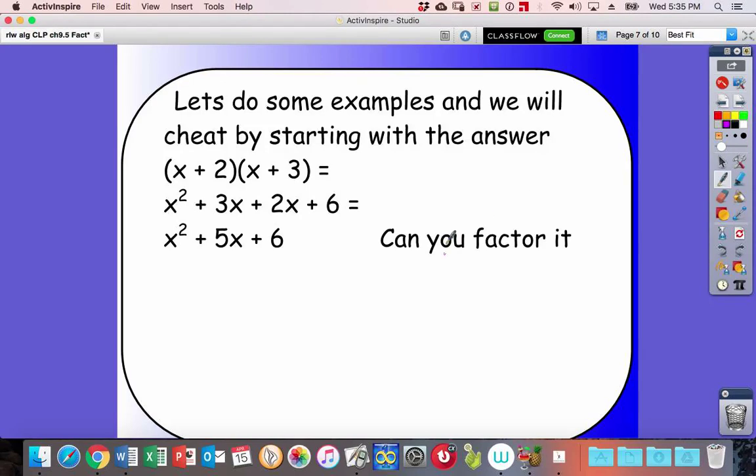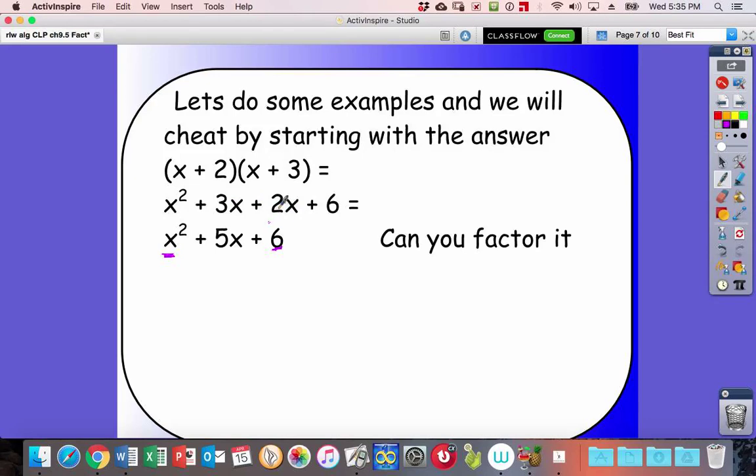Okay, so I'm going to do 4 examples with you. I'm going to start by cheating. I multiplied x plus 2 times x plus 3, because I want you to think about where these numbers come from. You can see where I get the x squared because I do 1x times 1x. You can see where I get the 6 because I'm doing 2 times 3. The middle terms are 2x plus 3x.